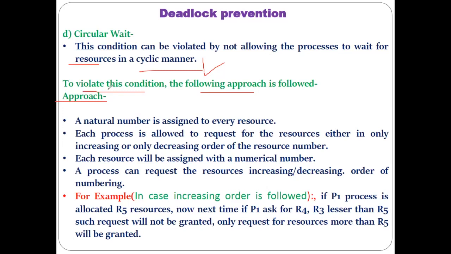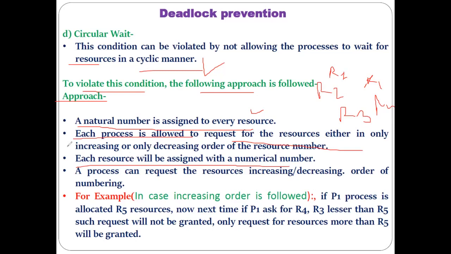In order to prevent the cycle from being formed, the following approach is utilized, where a natural number is assigned to every resource, which means each resource will be assigned some numerical number like R1, R2, R3, R4, up to Rn. And if there is some process request, then each process is allowed to request the resources only in a certain order. Whatever processes are there, that process will be allowed to request a resource only in the increasing order or only in the decreasing order of the resources.